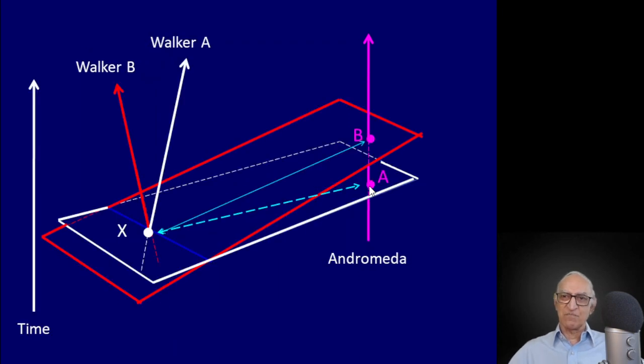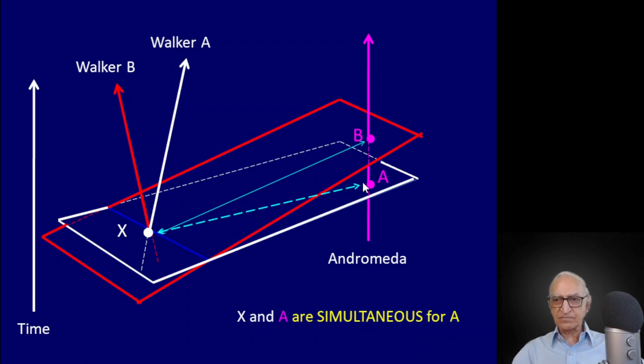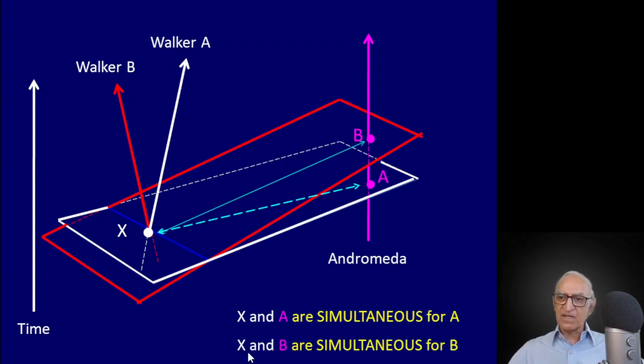Now, let's put the two together. So, walkers A and B meet here under the Big Ben. Walker A defines his time that way, and his space section is perpendicular to that. That is a white rectangle. Walker B defines time this way, and his space section is perpendicular to that, which is a red rectangle. According to walker A, events X and A are simultaneous, because they are on the plane which is the white rectangle. According to walker B, events X and B are simultaneous.